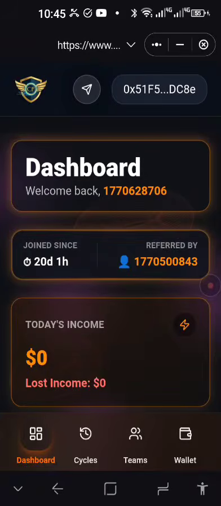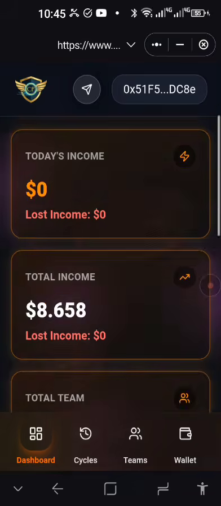G'day people, let's have a look at how to withdraw from Crypto Fortune. So currently we all are aware of the transition from 1.0 to 2.0, and in that interim members have been advised to withdraw what they can to prepare for 2.0. So yes, this is the method.